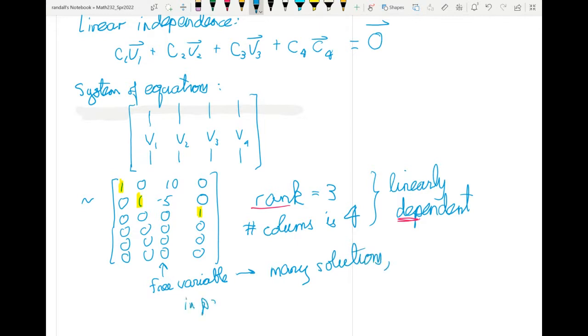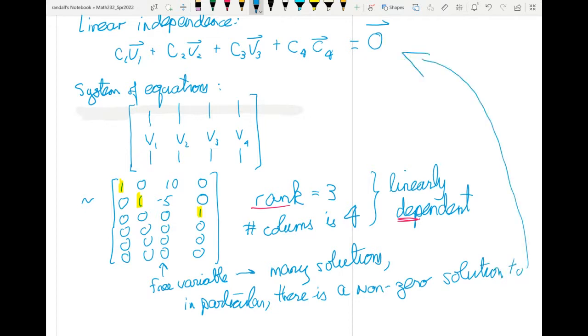Okay. In particular, there is a non-zero solution to this guy, right? It's not just the trivial solution. Okay, you have a free parameter. There's many solutions. There's many non-zero solutions. So it's linearly dependent. Okay, so that's how we can do that. That was 4. Good.